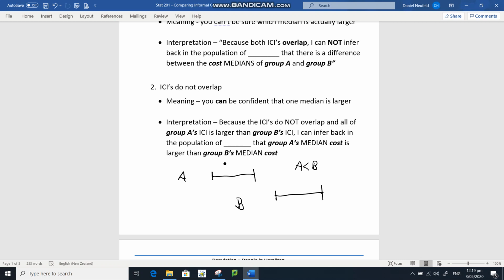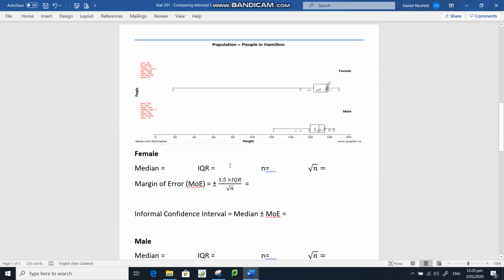Okay. So again, the statement: because the ICIs, your informal confidence intervals, do not overlap and all of group A, well, in this case, I'll change it. This is B and that's A. And all of group A's ICI is bigger, I can infer back in the population of whatever your population is, New Zealand, that Group A's median cost is larger than Group B, right? If that's the case here, where any possibility is still bigger than any possibility of B, then I can make that inference. All right. So how it looks.